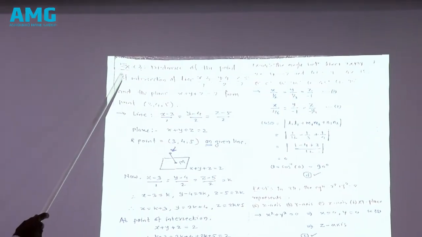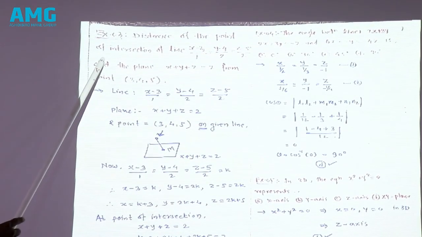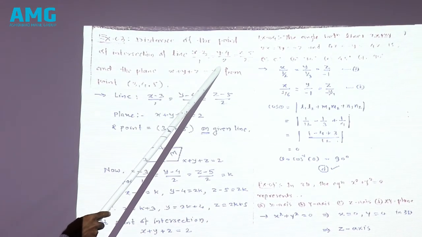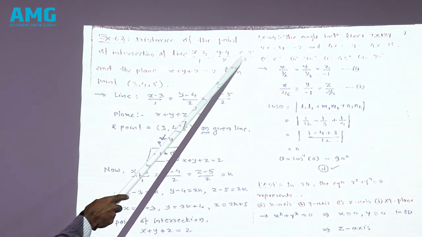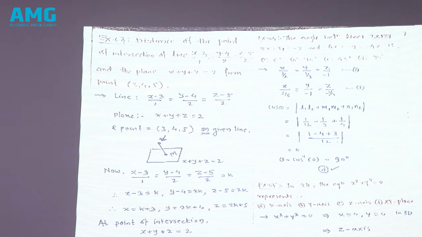Now we discuss example 3. The distance of the point of intersection of the line x minus 3 upon 1 equal to y minus 4 upon 2 is equal to z minus 5 upon 2, and the plane x plus y plus z is equal to 2, from the point 3, 4, 5. This question is one of the most important questions. It is also important for JEE.